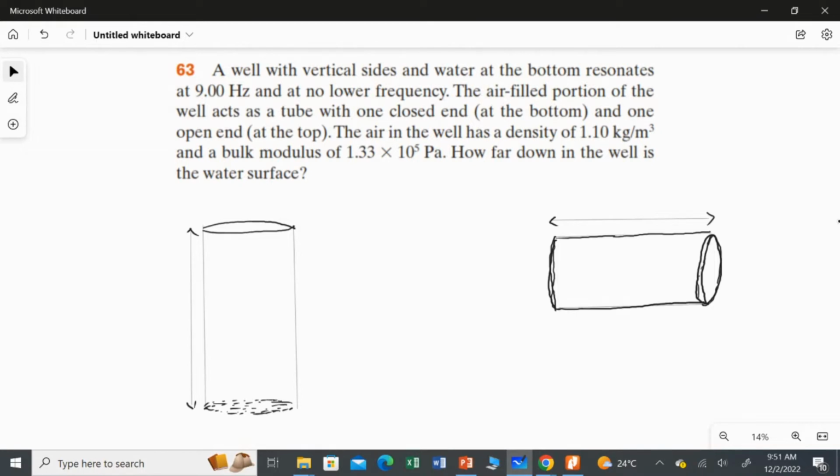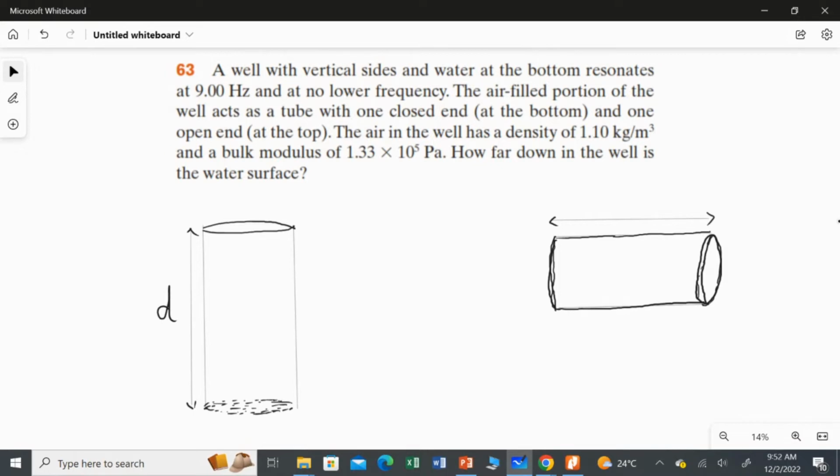And here the density of the air is given as 1.1 kilogram per meter cube and its related bulk modulus value is also given, which is 1.33 multiplied by 10 power 5 Pascal. Now what we are going to find from this question is the distance from the top to the bottom surface. The bottom surface is nothing but the water surface. So we are going to find the value of D from this diagram.